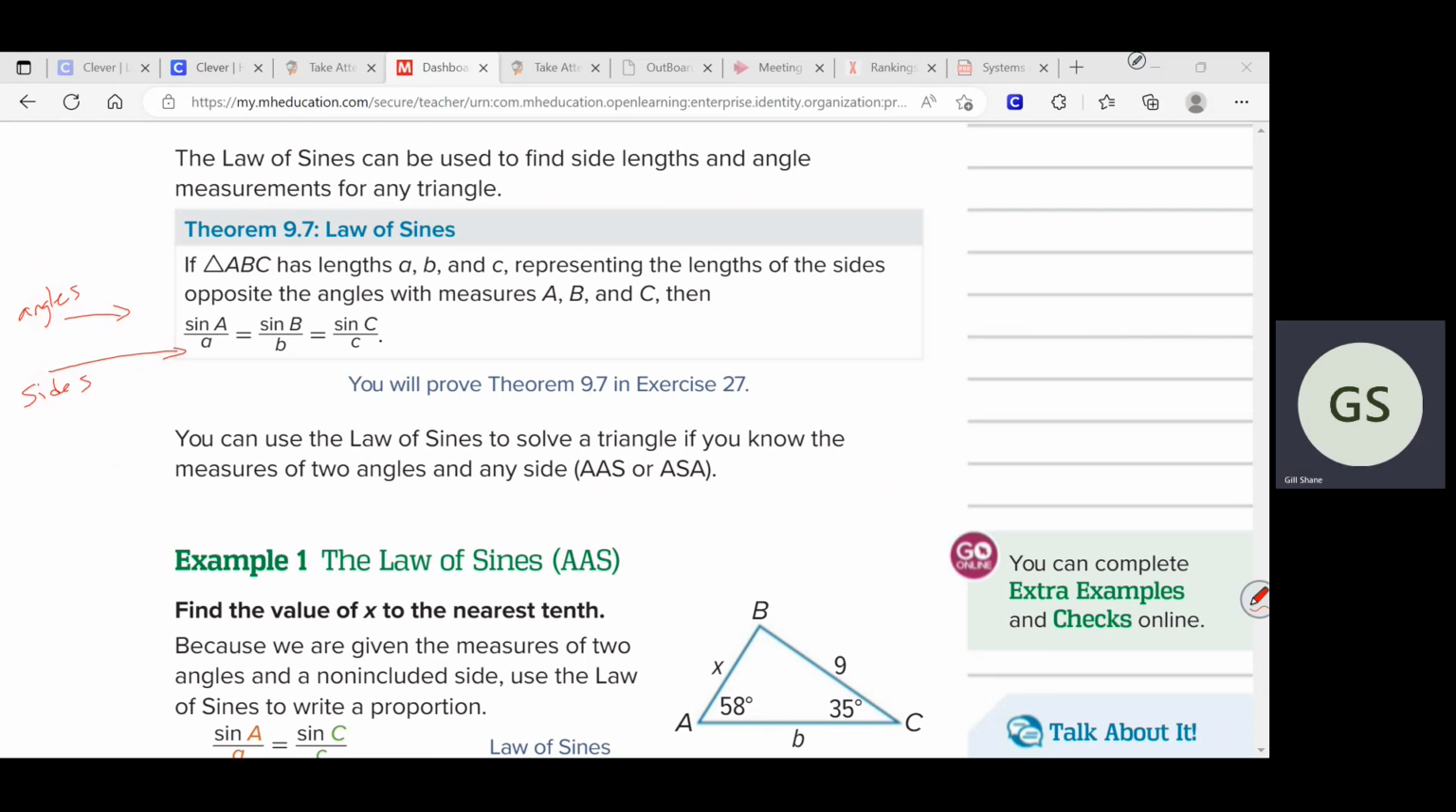Another quick thing: don't memorize it just with letters. Just like the last theorem we learned, you're not always going to have a triangle that's triangle ABC. If all you know how to do is plug in letters, you're going to be in trouble when it's not ABC. So it is the sine of an angle on top, and then the side that is the opposite side, the corresponding side to that angle.